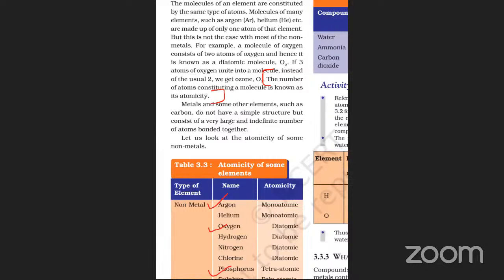So do we need to write all the examples? No, whatever I have marked, you have to note down. Okay, sir. Thank you. Done, sir.